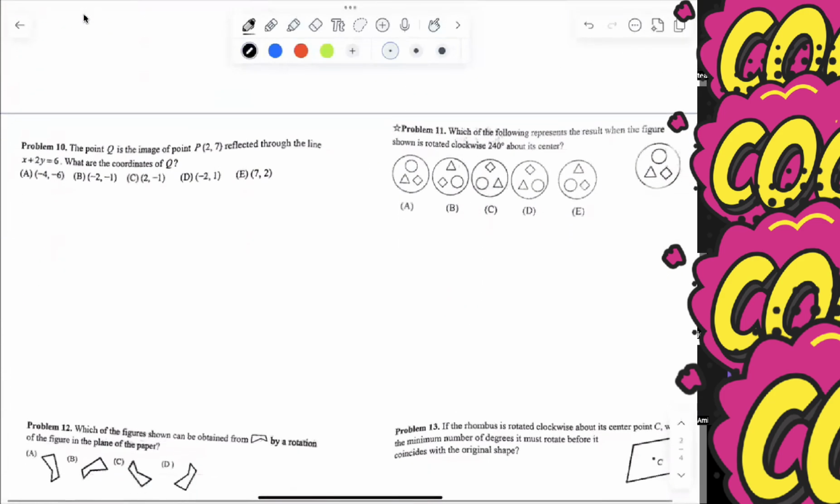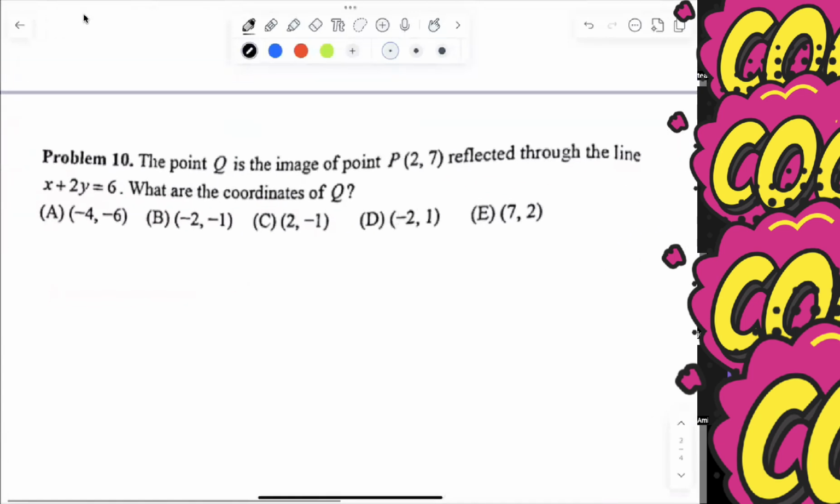Alright. Let's move on to problem 10. I think you guys can handle it. Have a try at this question and tell me your answers in chat.